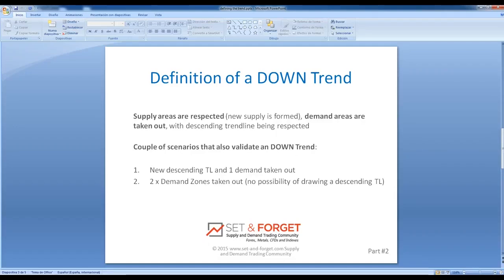Definition of a downtrend. Supply areas are being respected, new supplies formed, and demand areas are taken out, with a descending trend line being respected. There are a couple of scenarios that we also need to take into account, and we need to validate a downtrend. Those are a new descending trend line and one demand taken out, and two areas of demand zones taken out without the possibility of drawing a descending trend line.